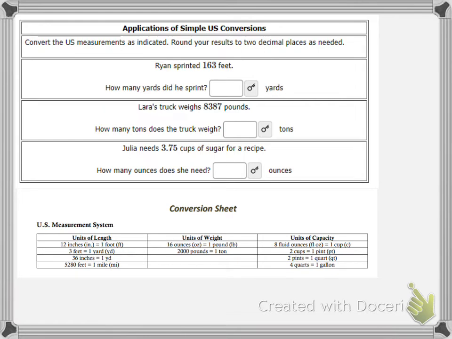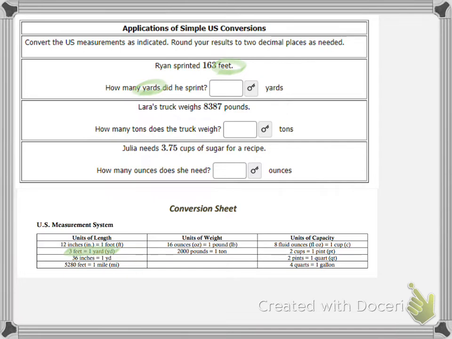But let's go ahead and start seeing how we're going to use this conversion sheet to help us solve these problems. So in the first problem, we know that Ryan sprinted 163 feet. We want to know what that equivalent distance is in yards. So the first thing I'm going to do is go down and look at my conversion sheet, and look for the conversion factor that compares feet to yards. By looking at my chart, I've highlighted it in green here. I can see that there is 3 feet in 1 yard.